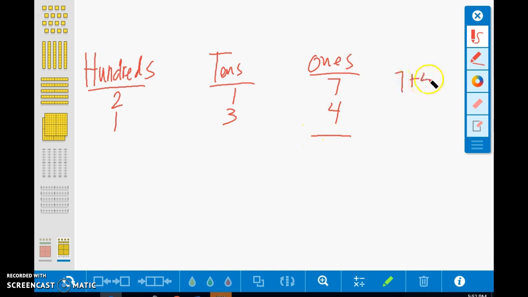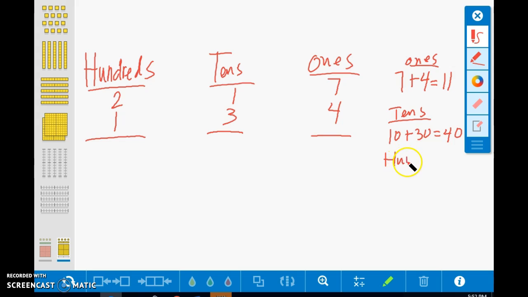Okay, so first we're going to add the ones. 7 plus 4 equals 11. And then our tens. 10 plus 30 equals 40. And then our hundreds, which was 200 plus 100, which gives us 300.